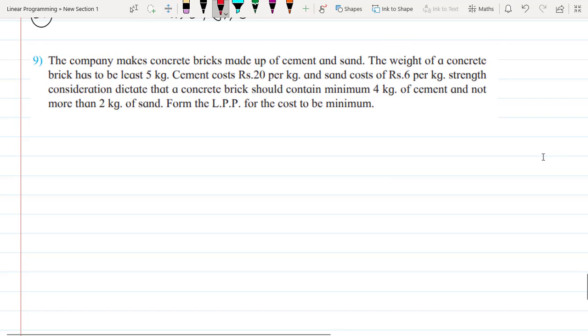So what is it saying? The company makes concrete bricks made up of cement and sand. The weight of concrete bricks has to be at least 5 kg. So it says at least, which means this becomes my first constraint, constraint number 1.